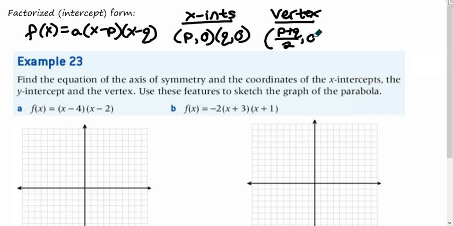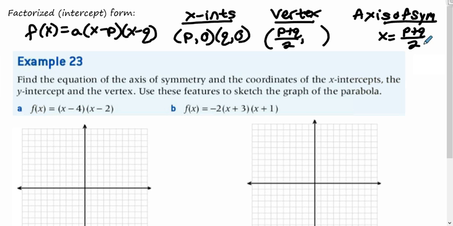And I don't know what my y value is. It's f of whatever this is. So once you get your x value, plug it in, you'll get your y value out. And then of course your axis of symmetry, just like before. Once you know that vertex, it's just x equals. So in this case, the average of those.